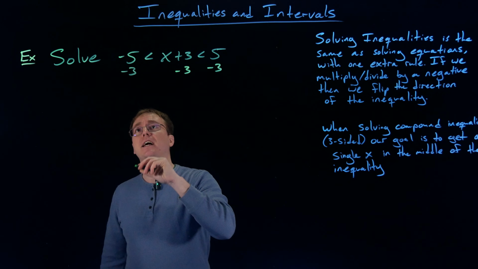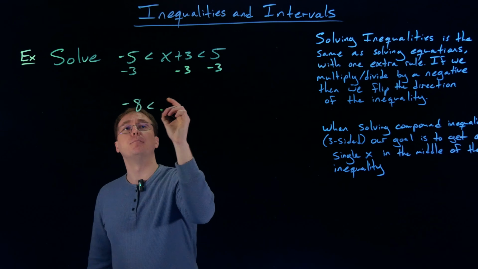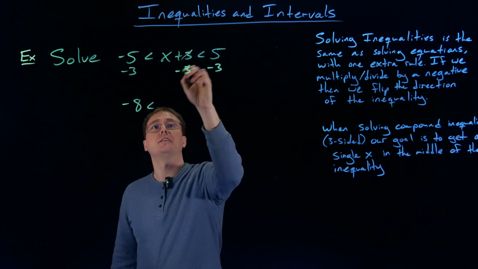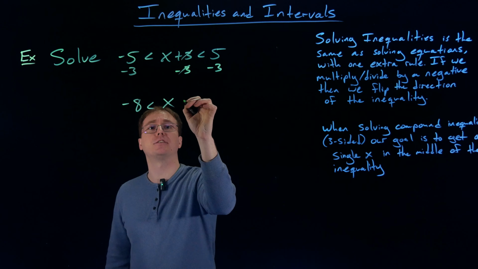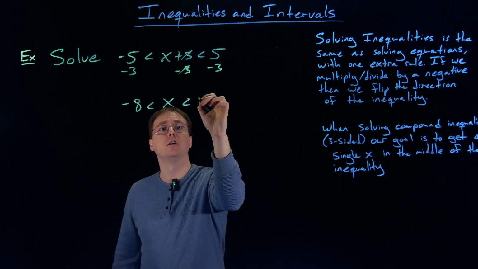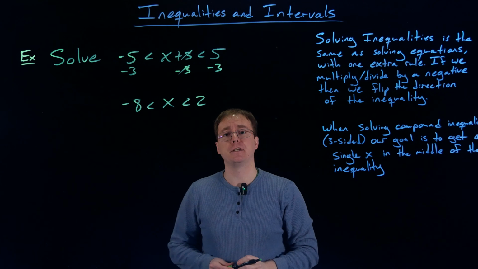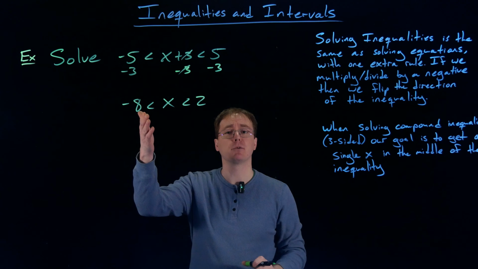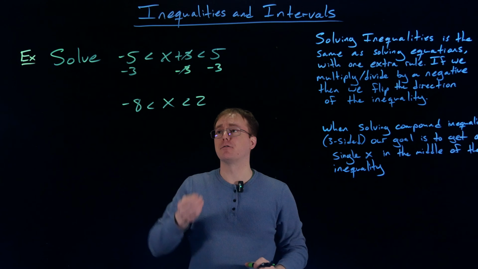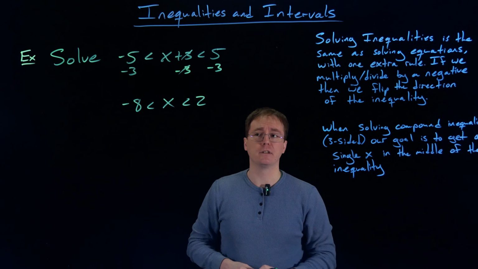So our new left-hand side is going to look like negative 5 minus 3, which is negative 8. The middle of our inequality is now going to be just a single x by itself. Remember, that is our goal. And the right-hand side is 5 minus 3, which simplifies to positive 2. So the solution to our compound inequality is expressed using a simpler compound inequality. It's the interval of x values between negative 8 and positive 2, not including those endpoints.